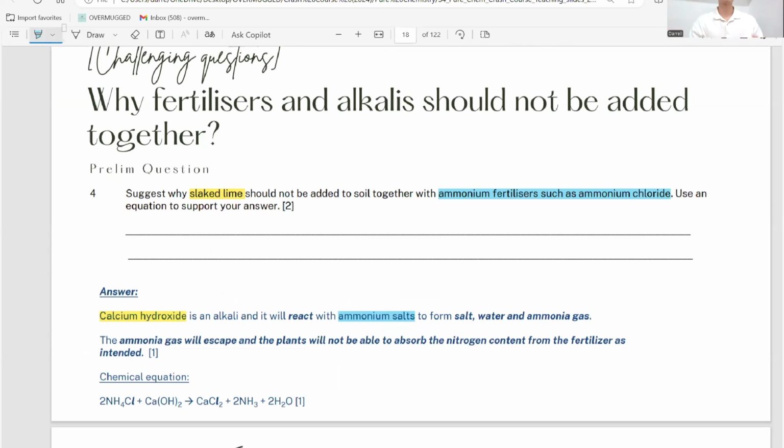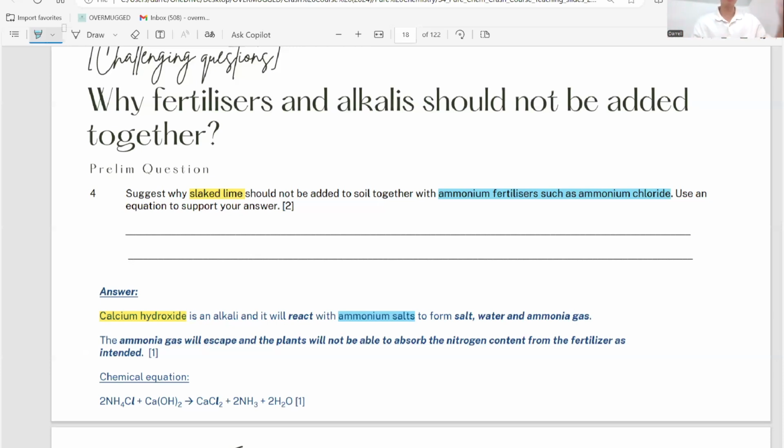Now, let me give you some context. Why would farmers add alkaline to the soil? Acid rain, the soil is too acidic, your plants cannot grow well. So farmers like to add alkaline to neutralize the acid. At the same time, they also want to add fertilizer. Why? Because fertilizer introduces nitrogen into the soil and helps the plant grow better.